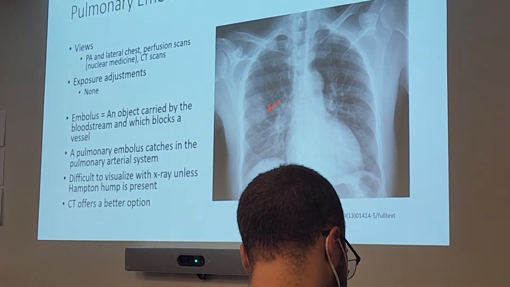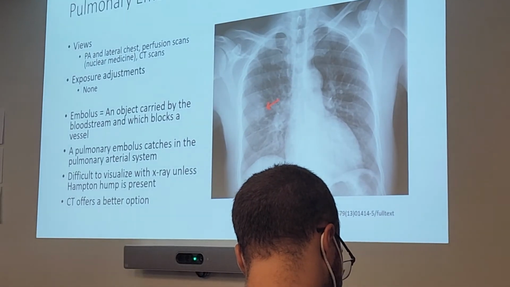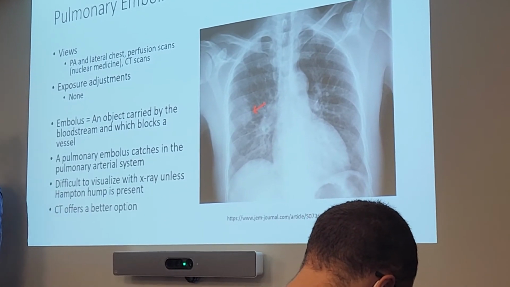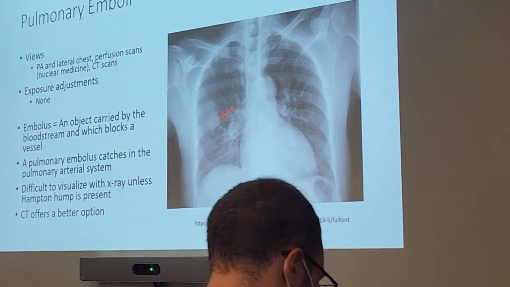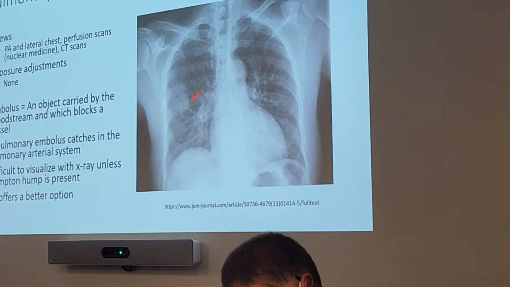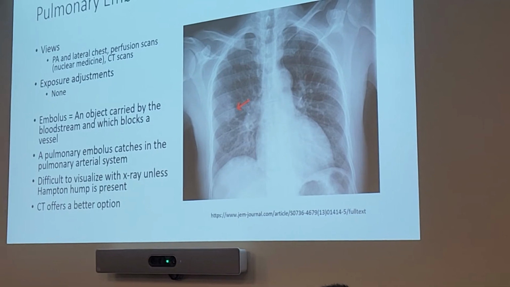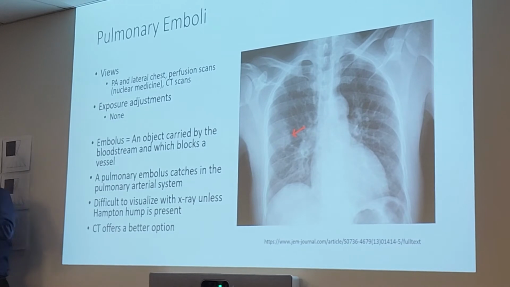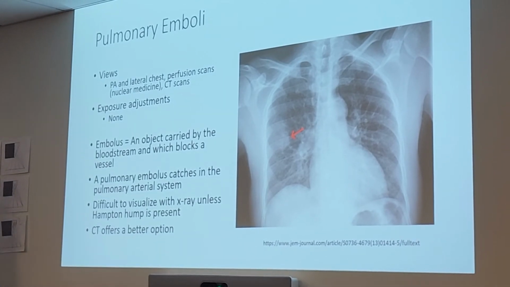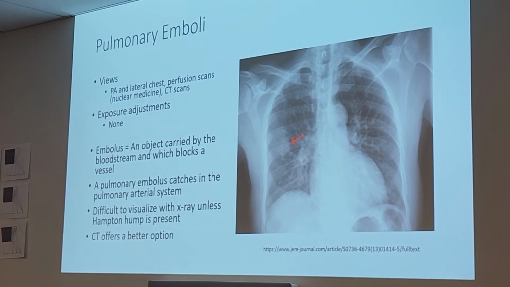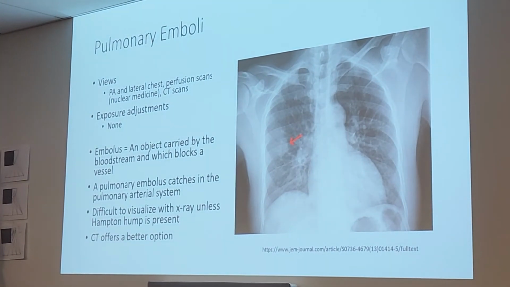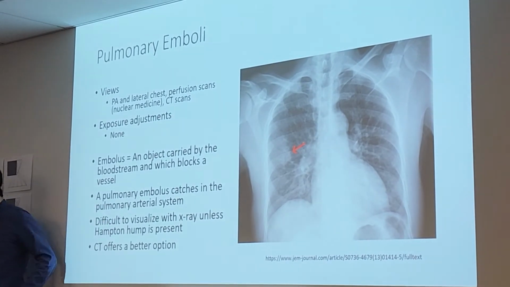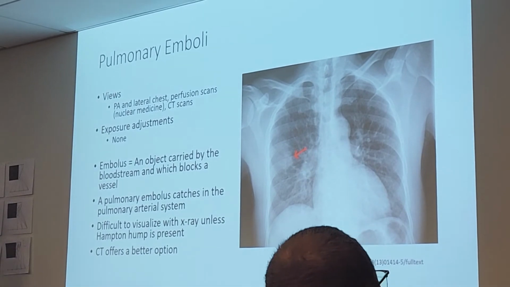But if this happens by the heart, where the blood is trying to go from the heart to the lungs, now you have a big problem because you're restricting the amount of blood that can go in and do the oxygen exchange to get rid of carbon dioxide and to get fresh oxygen. So embolus: any object carried by the bloodstream which can block a vessel. It could be a physical clot, or it could just be a bubble of air. A pulmonary embolus catches in the pulmonary arterial system.